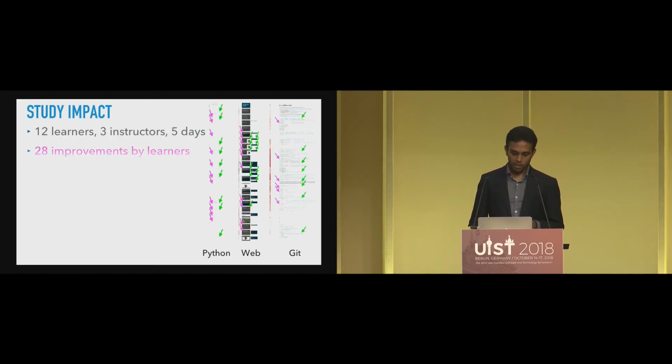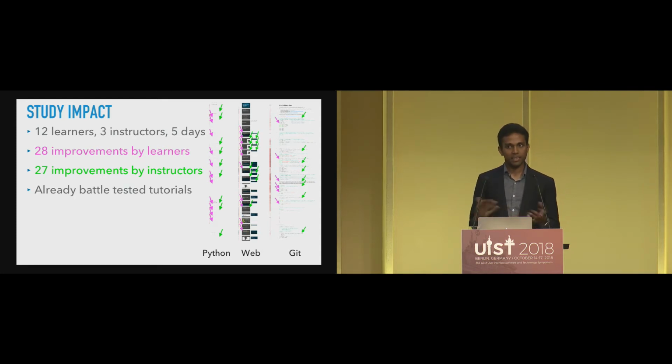So this is a high-level overview of the impact of the study. With just about 12 learners, 3 instructors, and about 5 days, we were able to solicit 28 unique improvements from the learners, as denoted by the pink arrows in these 3 images, and about 27 improvements by the instructors, shown by the green arrows in these 3 images. And again, just to reiterate, this was on tutorials that had been used extensively in the past and had been iterated over multiple times.